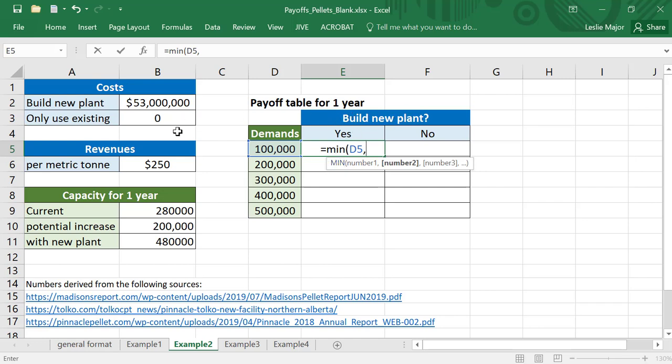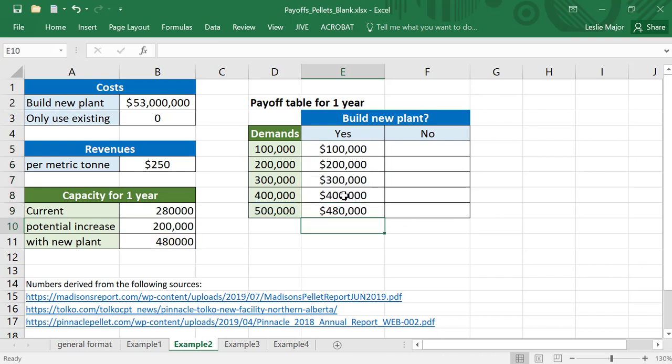Build new plant, yes. That would put us at 480,000. I lock that cell reference, and I'm just going to lock column D there. I'm going to take a minimum between the 100,000 and the 480,000. Whichever one is smaller is going to win, if that makes sense. So if there's only 100,000 pellets demanded, well, that's all that they're going to make money off of. Forgive the dollar sign. We're going to keep going with this formula here. I'm just going to copy it down for a minute to have a look at it.